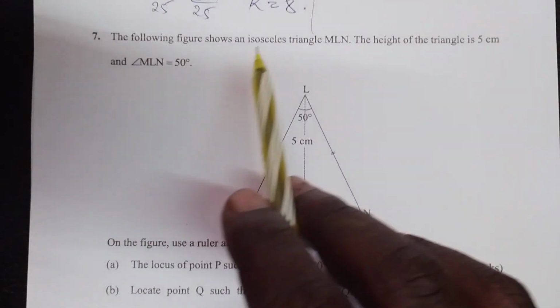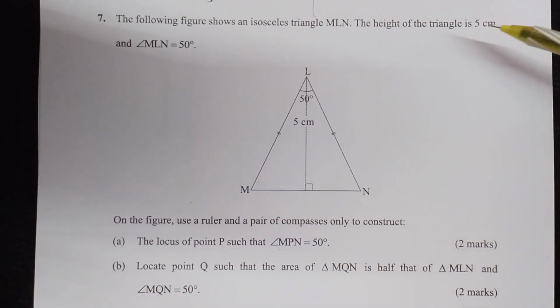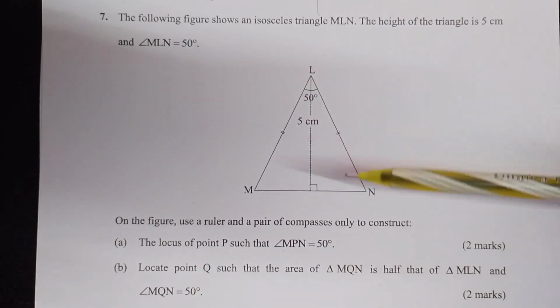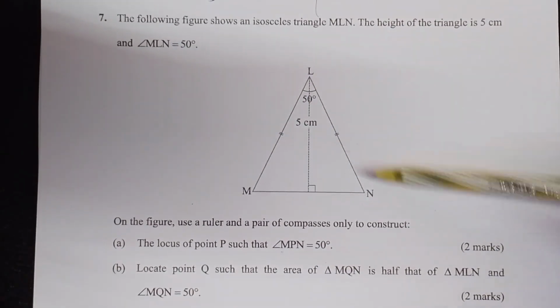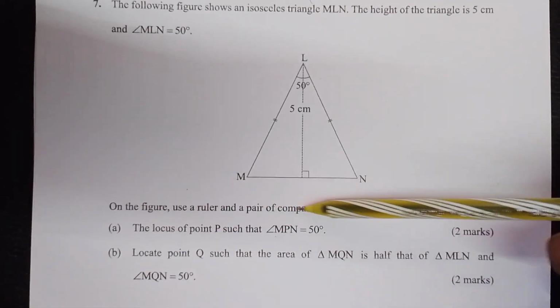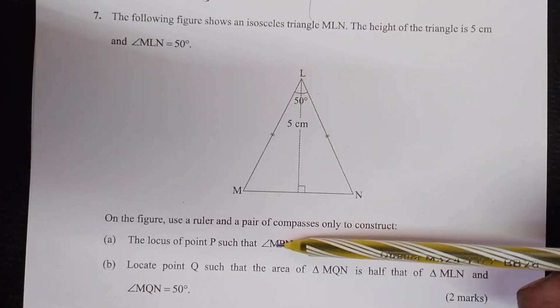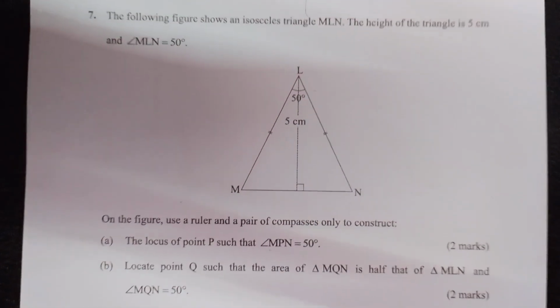Question 7. The following figure shows an isosceles triangle MLN. The height of the triangle is 5 cm and angle MLN is 50 degrees. On the figure, use a ruler and a pair of compass only to construct the locus of point P such that angle MNP is 50 degrees.